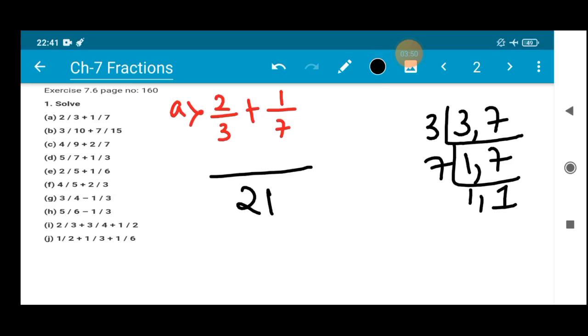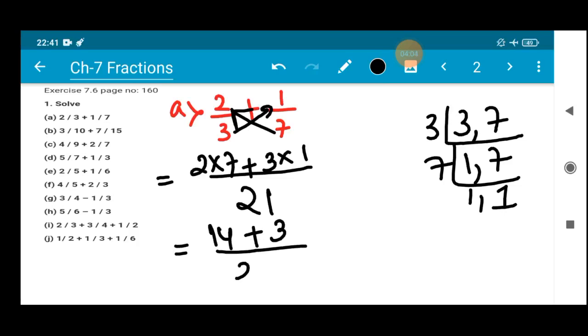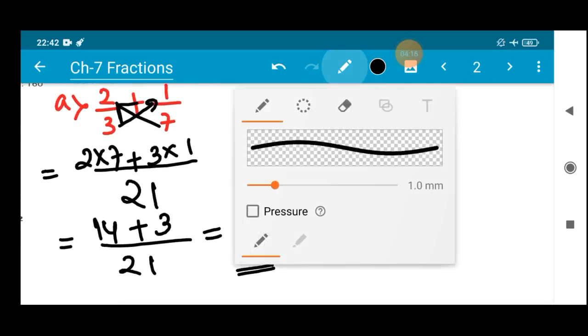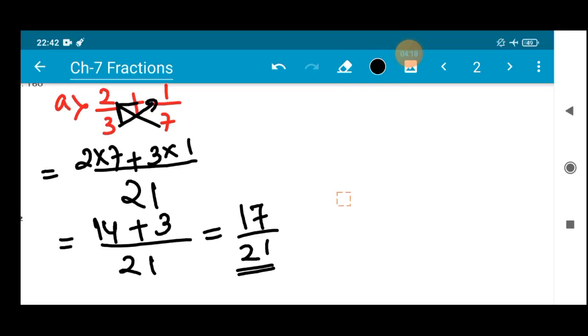Now I request you all to cross multiply this 2 into 7. Then over here it is a plus sign, so write down plus, then write 3 into 1, which is now 2 7s is 14 plus 3 1s is 3 divided by 21, which is equal to 17 divided by 21. Very easy. Yes, so I will ask you all to follow this method, or I will also explain another method. So you understood the LCM of 3 and 7 is 21, right?